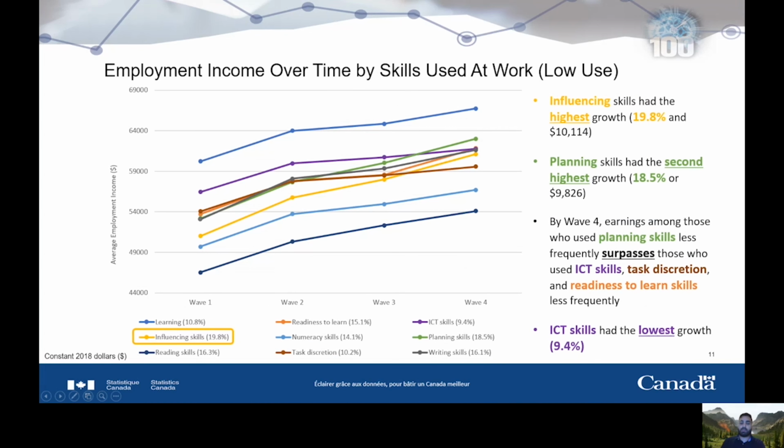Now let's look at people who used skills less frequently at work. Among these people, we see that those who use influencing skills less at work had a large growth of 19.8% over the 4 waves. And here we saw planning skills.